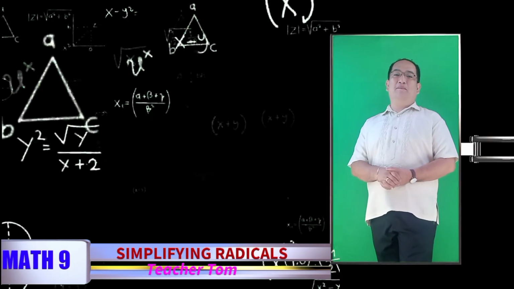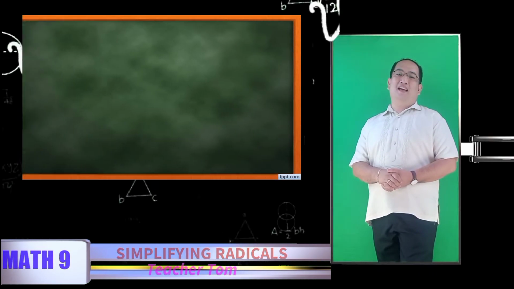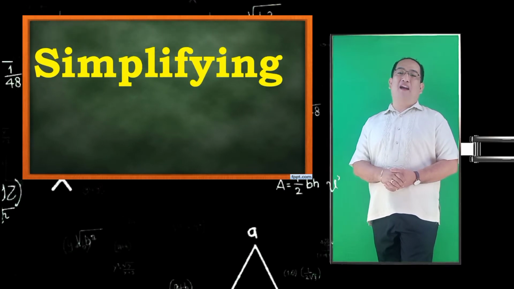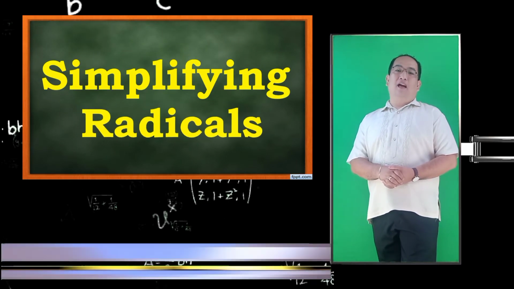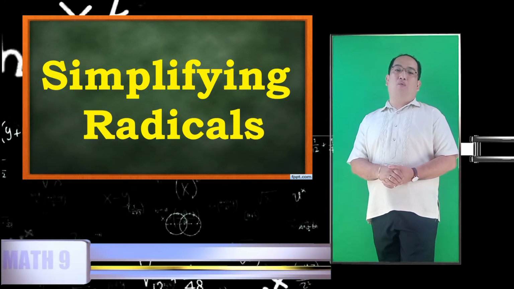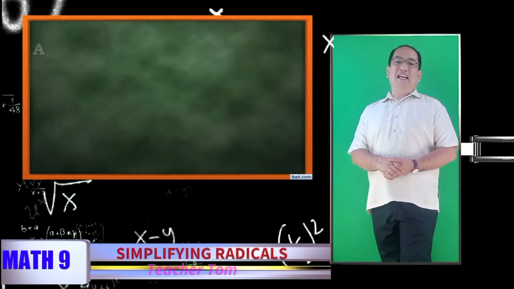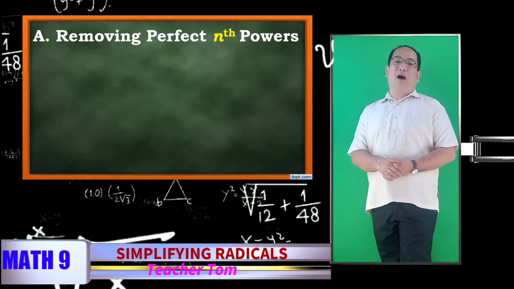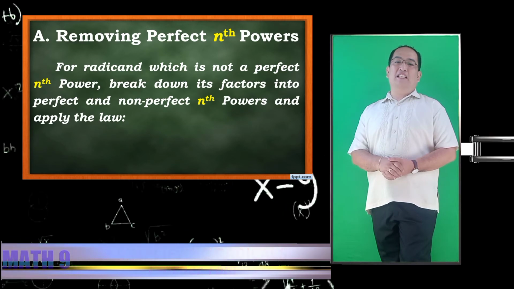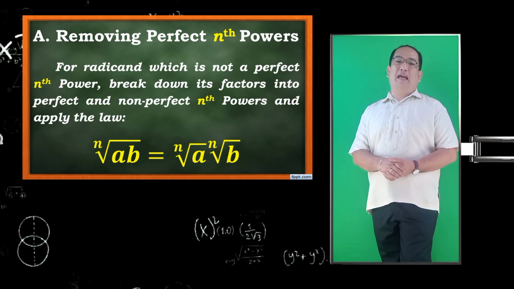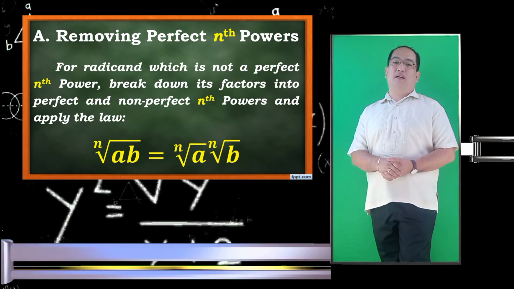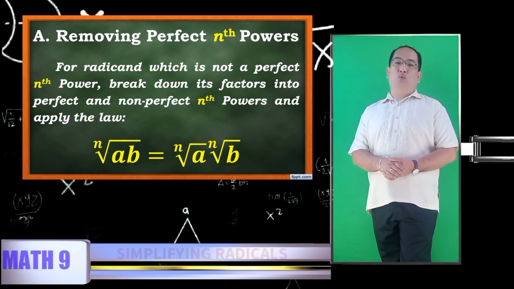It seems you're already familiar with the laws of radicals. Let us now study how to simplify radicals. How do we remove the perfect nth powers? For a radicand which is not a perfect nth power, break down its factors into perfect and non-perfect nth powers and apply law number 2.